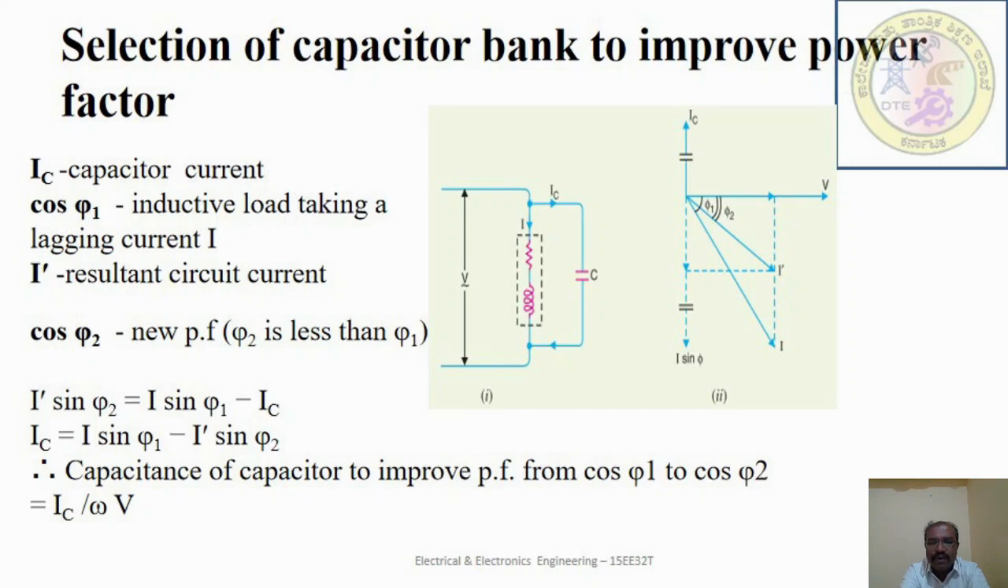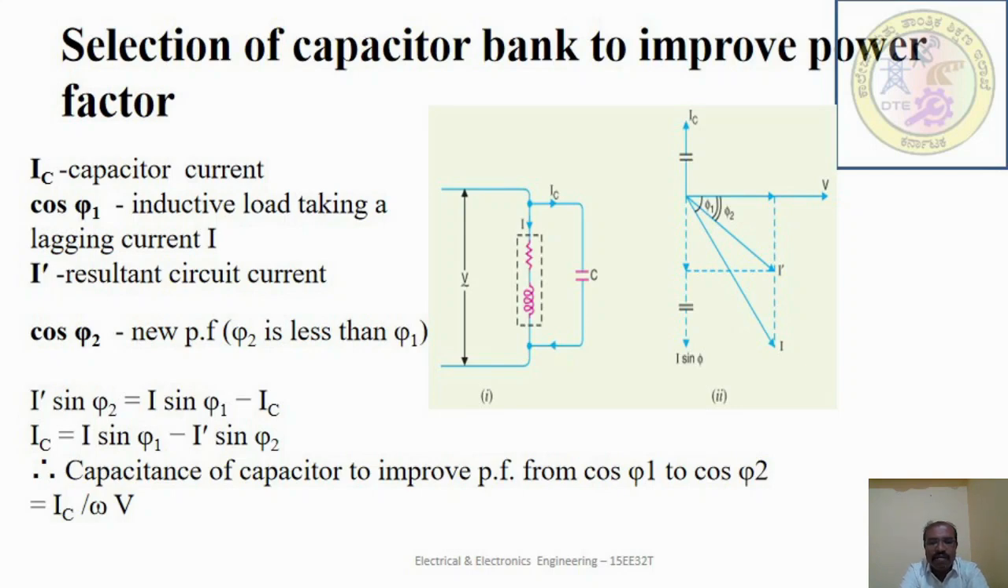In figure 2, the resultant waveform phasor diagram. The capacitor takes a current IC which leads the supply voltage by 90 degrees. The current IC partially cancels the lagging reactive component of the load current. You can see in the phasor diagram, the resultant circuit current becomes I dash, the new one, at phase angle phi 2. It is clear that phi 2 is less than phi 1, so the new power factor cos phi 2 is more than the previous power factor cos phi 1.